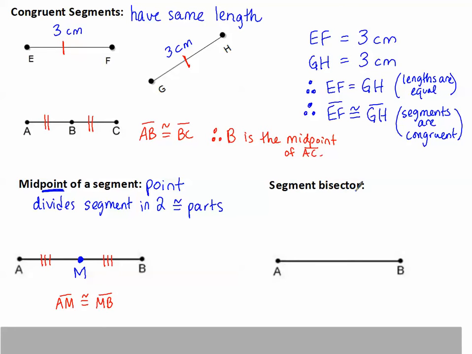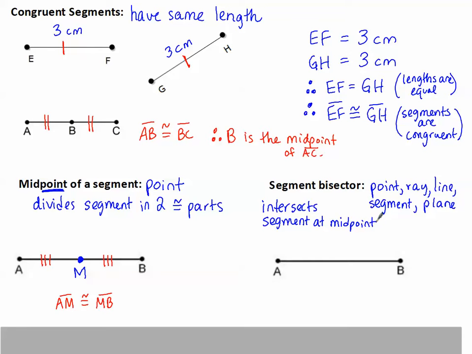Similarly, we have segment bisectors. Now, this is very much like a midpoint, except it doesn't have to be just a point. It could be a point, it could be a ray, it could be a line, it could be another segment. It could even be a plane. It could be any of these things, as long as what it's doing is intersecting the segment at its midpoint. That's what a segment bisector does. That's very much like a midpoint, except a midpoint is just a point.